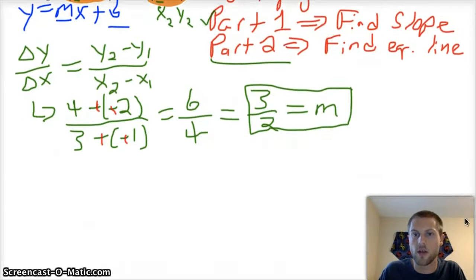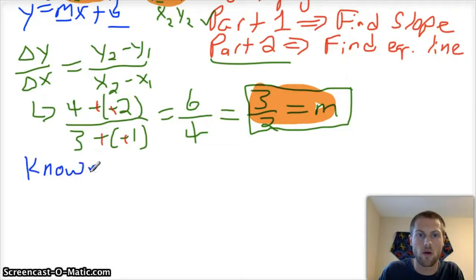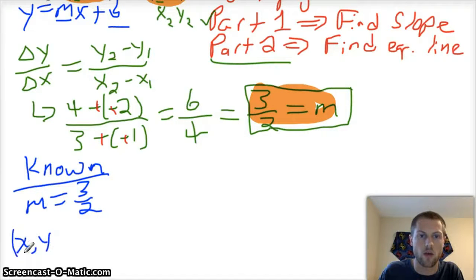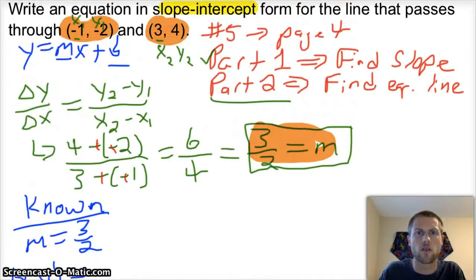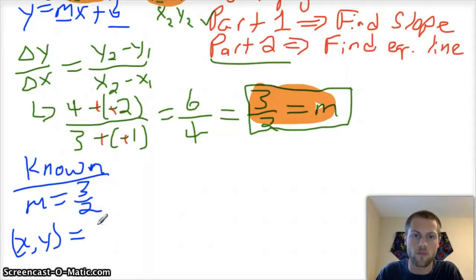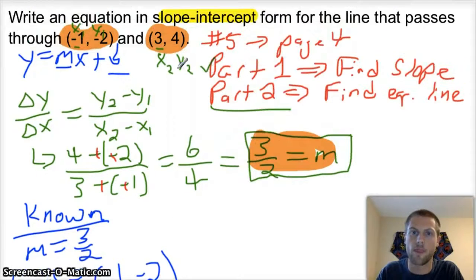Okay, so part 2 then is we're going to find the actual equation of the line. So let's scroll down here, give myself some more room to work. I have my m, and I'm going to need to sub in what I know. Take all of my knowns. I have my slope equals 3 halves, and I have an xy coordinate, which is, let's see, what was it back on the top? Let's do the negative 1, negative 2.